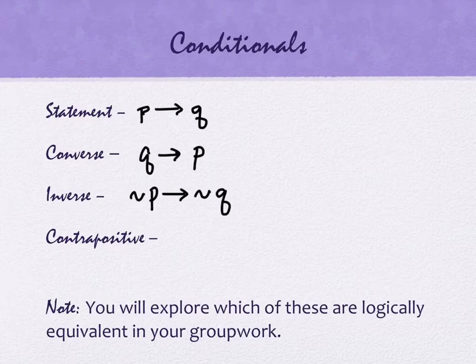Our last one is a contrapositive, and a contrapositive not only switches the order, but it switches the order and it negates them. So it kind of does both of what the inverse and the converse do. So we have tilde Q, arrow, tilde P.